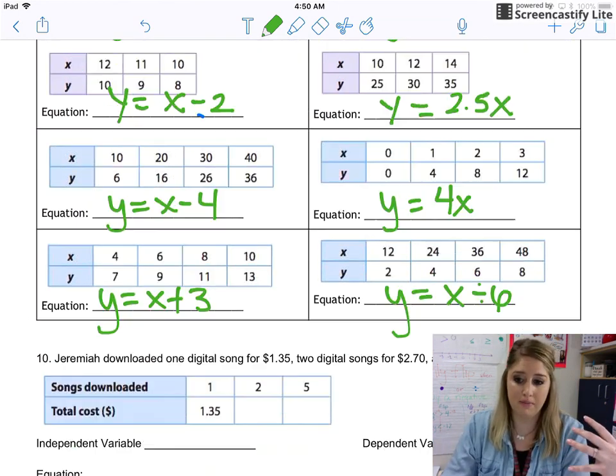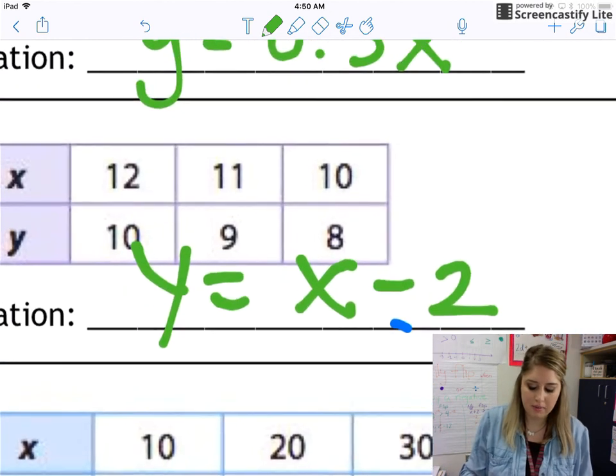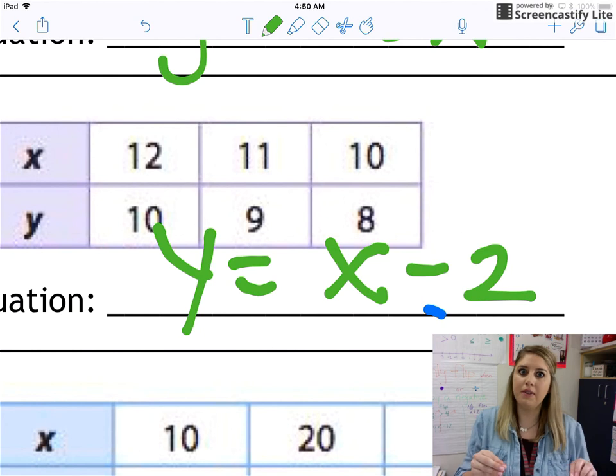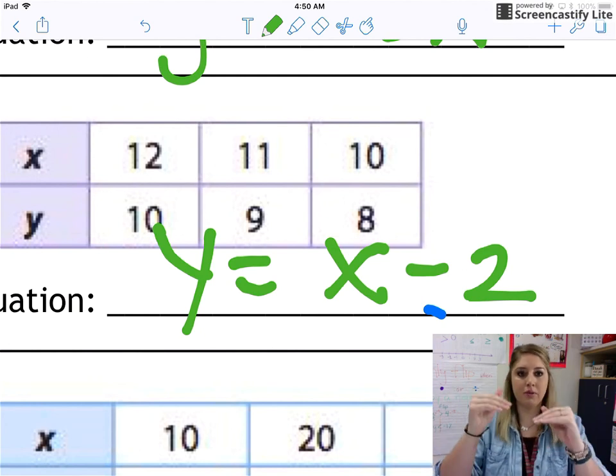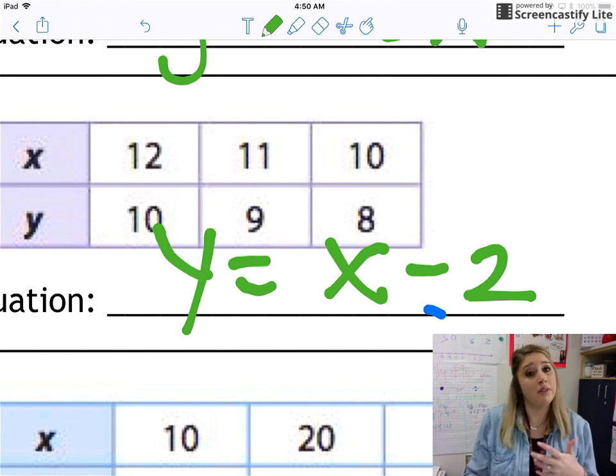Okay, I really do hope you paused the video and tried this. Let's talk about that first one. The first one was a little different because if you notice, to get from 12 to 10, 11 to 9, 10 to 8, I had to subtract 2. And we haven't seen one of those before.